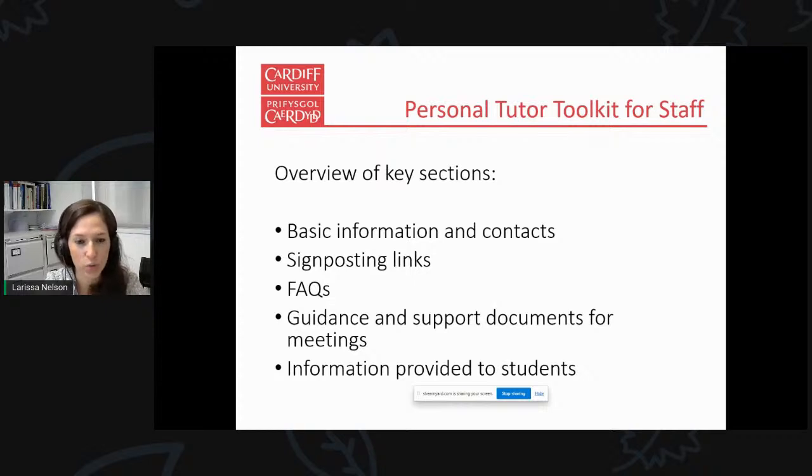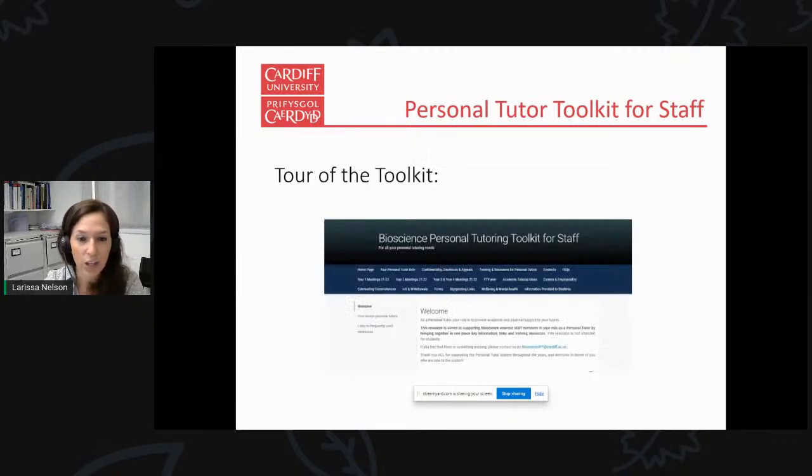This is a situation where, if a student comes to a tutor and the tutor gets asked a question they don't know where to find the answer to, they can just click on this portal and find almost all of the information that they might be asked. So what I'll do now is provide a brief tour of the toolkit, and hopefully I'll be able to go now to another page.